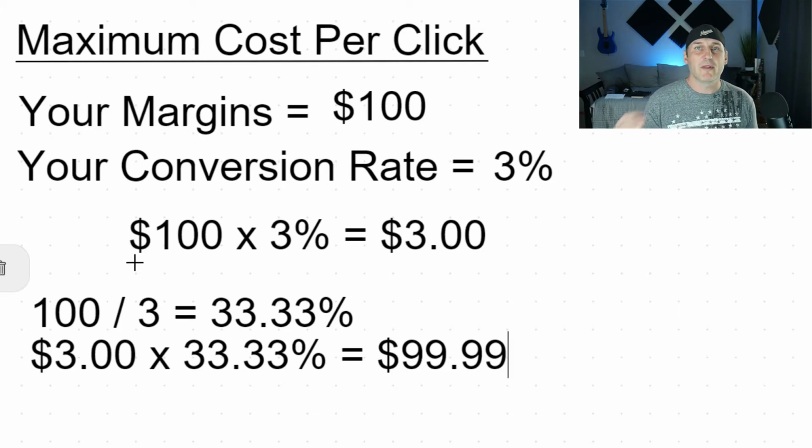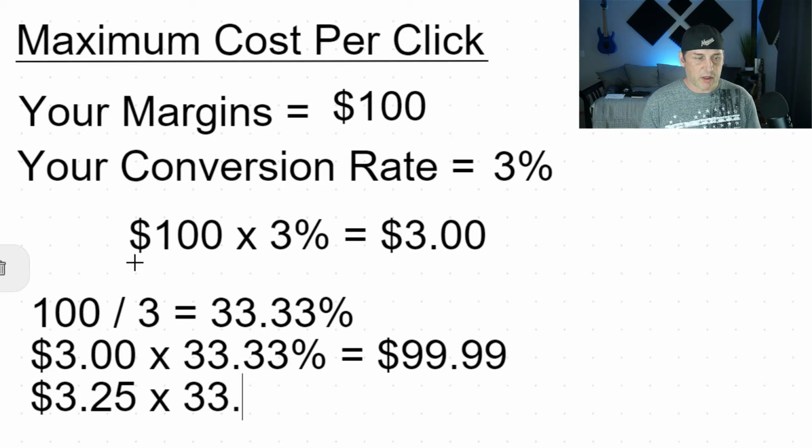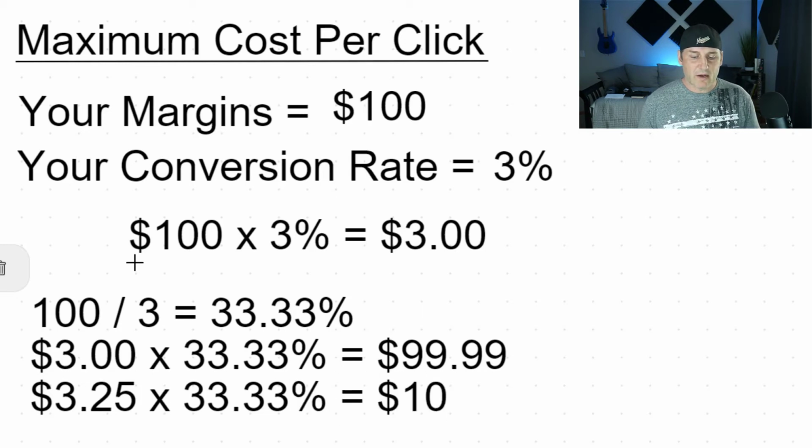If we spend more than that $100, we've actually lost money on this campaign. So for example, if we end up spending $3.25 and we multiply it again by that 33.33, we will end up spending $108.32. If we're only making $100 on that job, but we spend $108 to get it, we've actually lost $8.32.